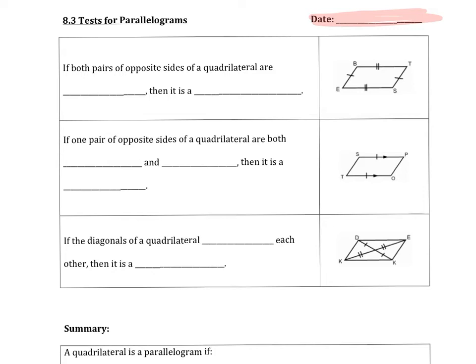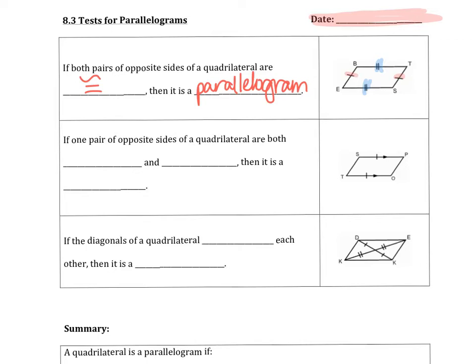both pairs of opposite sides of a quadrilateral are congruent, then it is a parallelogram. So that's one rule. So notice the tick marks marking that. Over here, I've got one pair of sides marked congruent. And then over here, I've got my top two lines marked congruent. Again, with those tick marks. Remember, those tick marks tell us that things are congruent.